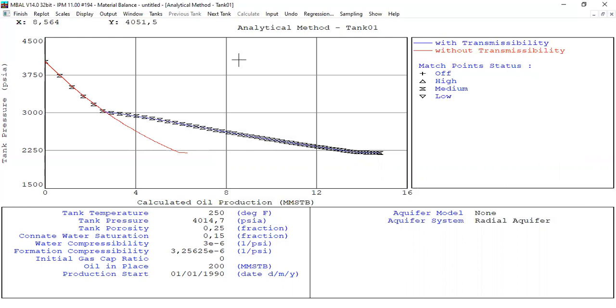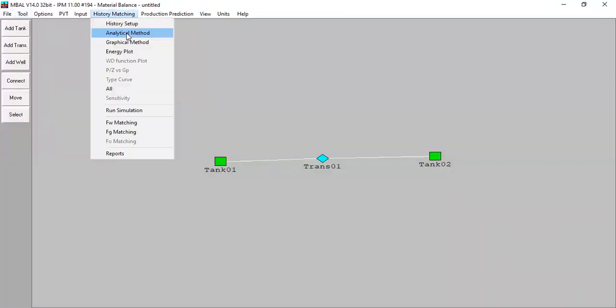Okay, so that's the importance of simple reservoir simulation with this software, with material balance calculation. Now I'm quite certain about the oil in place in tank 1 and tank 2, and I also know the transmissibility between the two reservoirs. Okay, that's the significance, the importance of this simulation. Okay, and this is still with the analytical method. We need to check the graphical method.